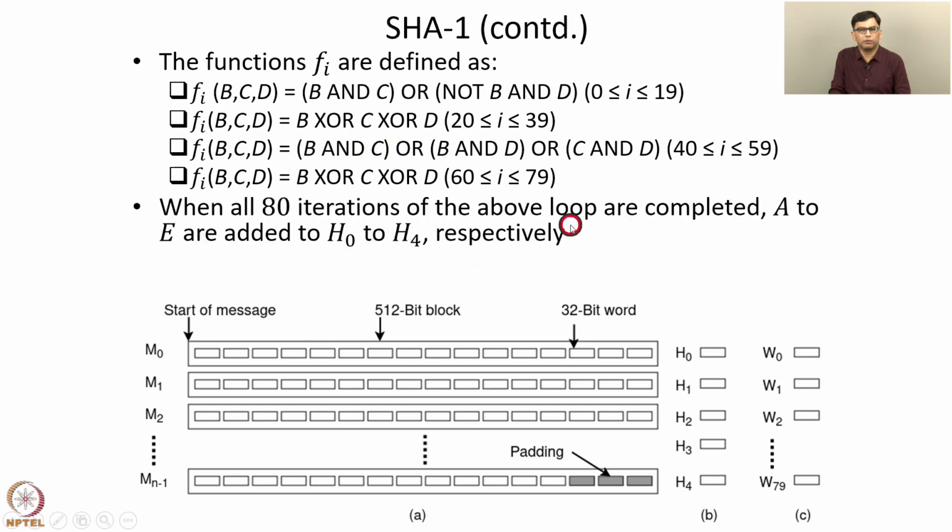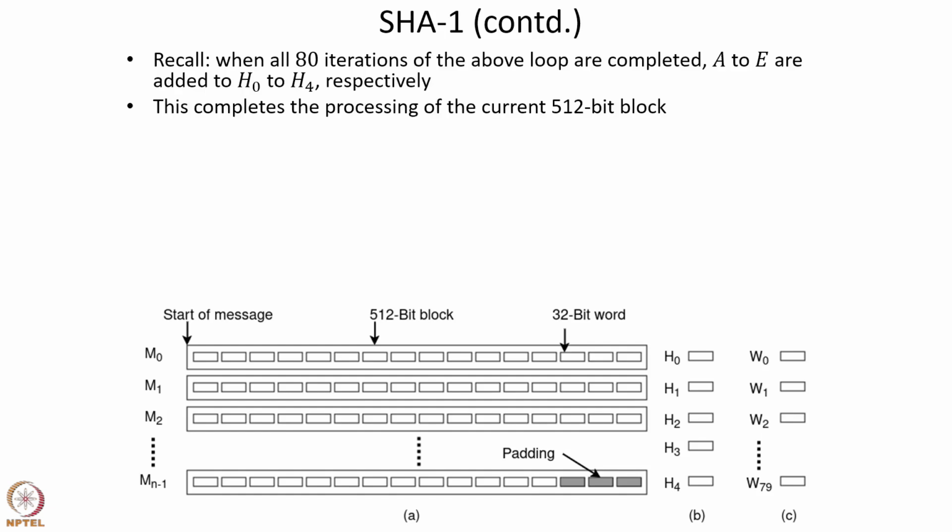When all 80 iterations of the above loop are completed, A to E are added to the registers H0 to H4. So this completes the processing of the current 512-bit block. So we have now discussed how a particular chunk of 512 bits is processed. Then the next chunk is taken, and the same processing is done on it. So each time a chunk Mi is processed, these registers H0 to H4 keep on getting updated.